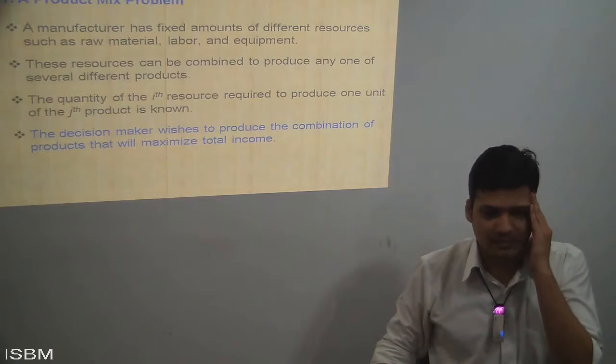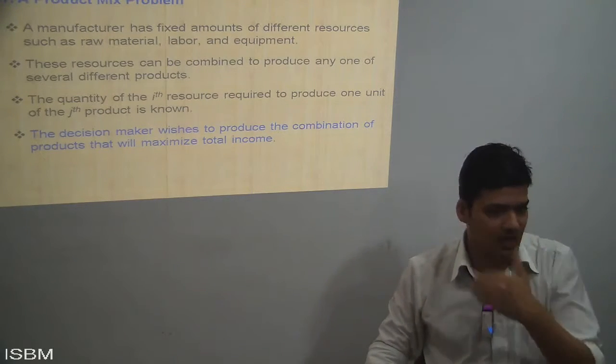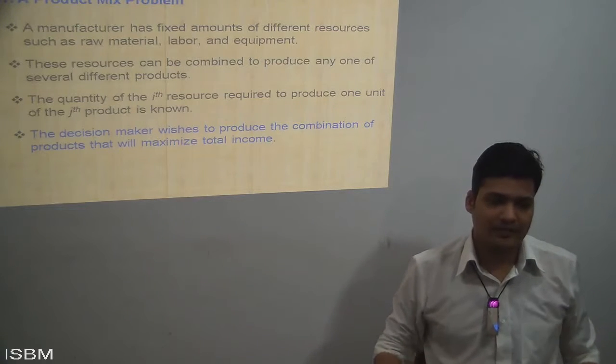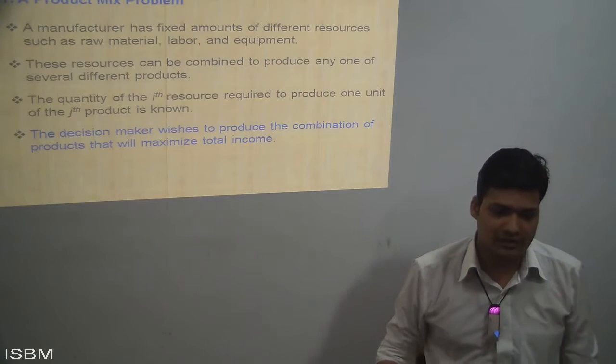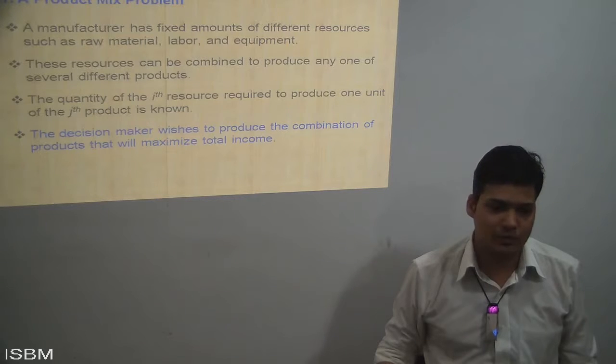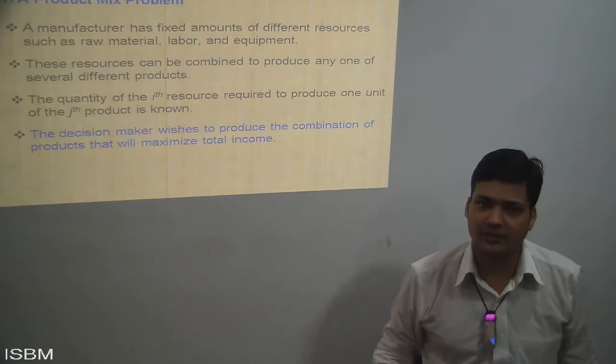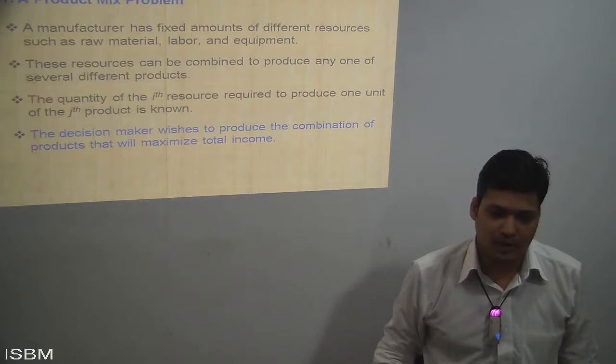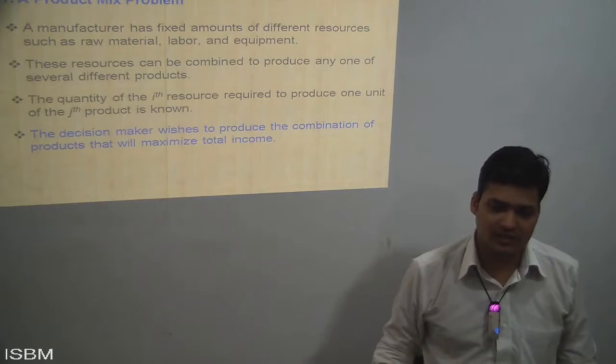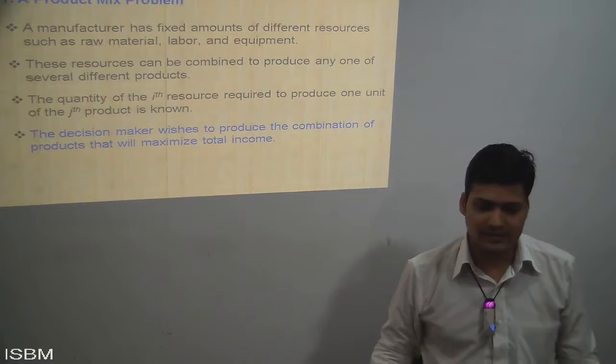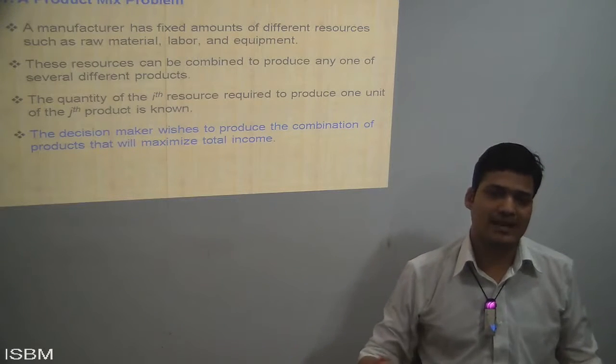See the example problem. There is one problem, a product mix problem. A manufacturer has limited amounts of different resources such as raw material, labor and equipment. These resources can be combined to produce any one of several different products. The quantity of the ith resource required to produce 1 unit of the jth product is known. The decision maker wishes to produce the combination of products which will maximize the total income.